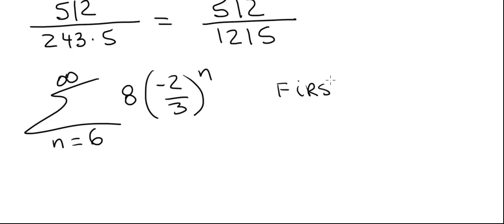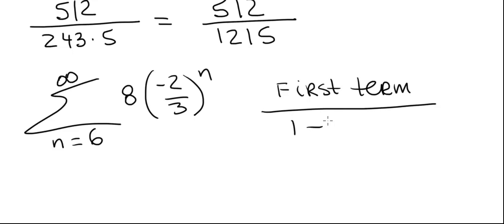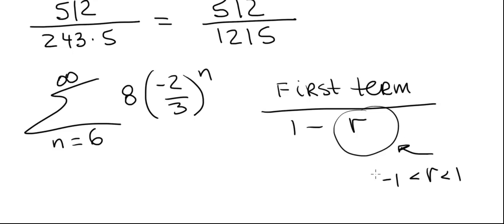It is the first term divided by 1 minus r, where r is the ratio between terms, provided that this ratio between terms r is between -1 and 1. Well, in our case, r is -2/3, so this formula will work. All we have to do is determine the first term, and the first term occurs when we put in the lowest value of n, which is 6. So the first term will be 8 times -2/3 to the 6th power, which we already know.